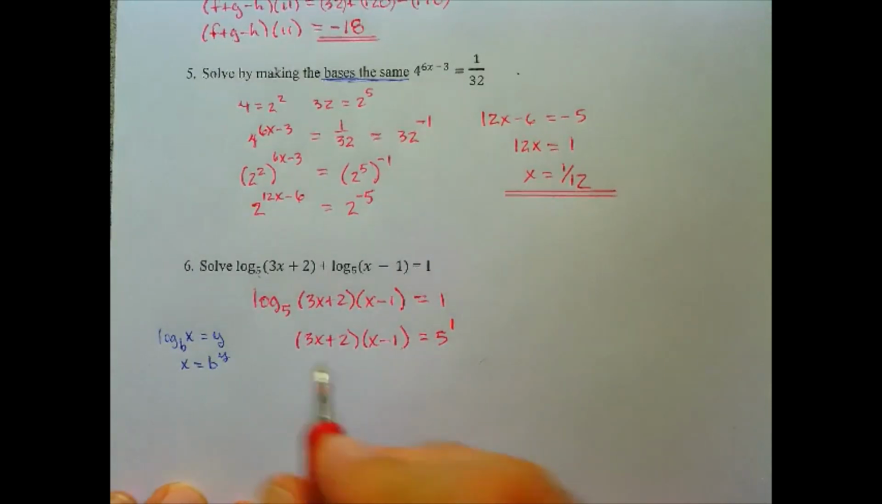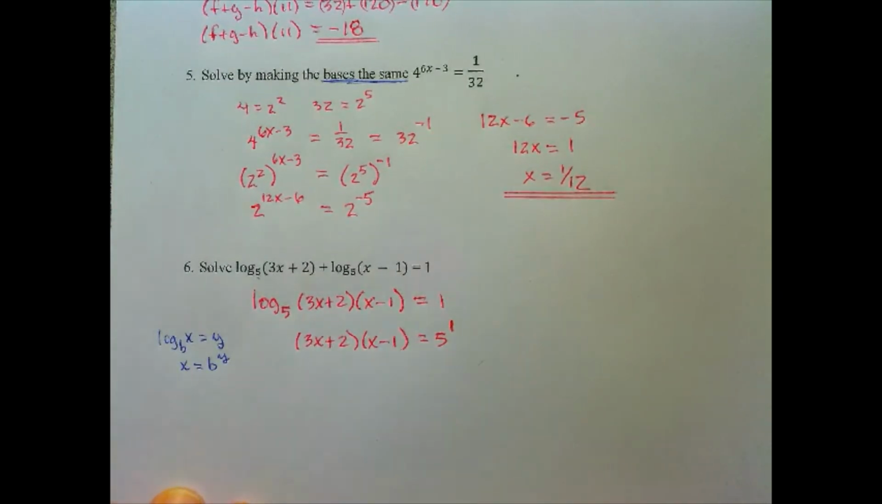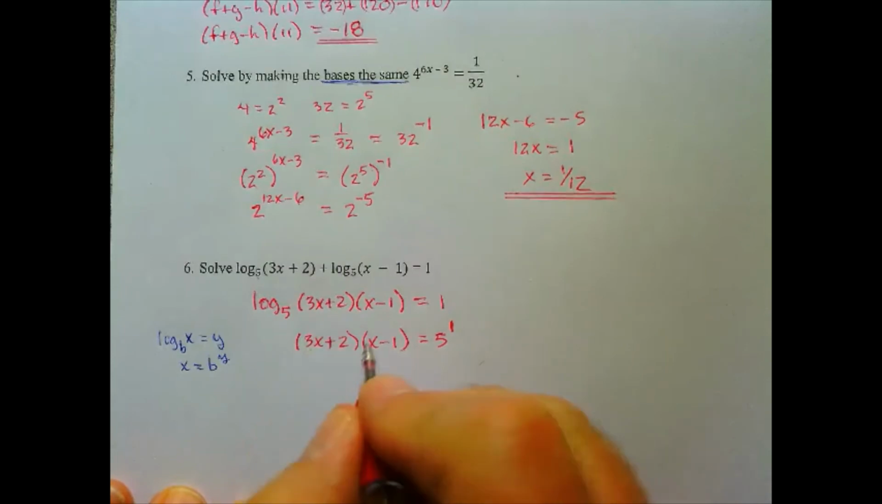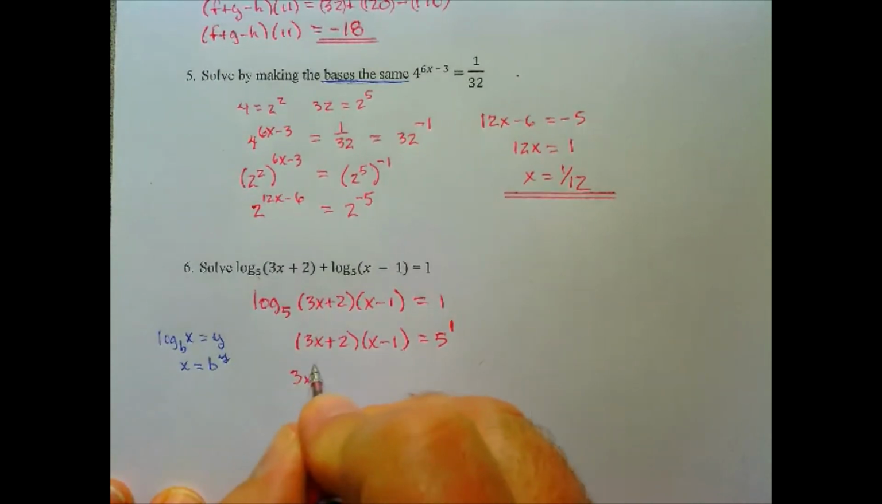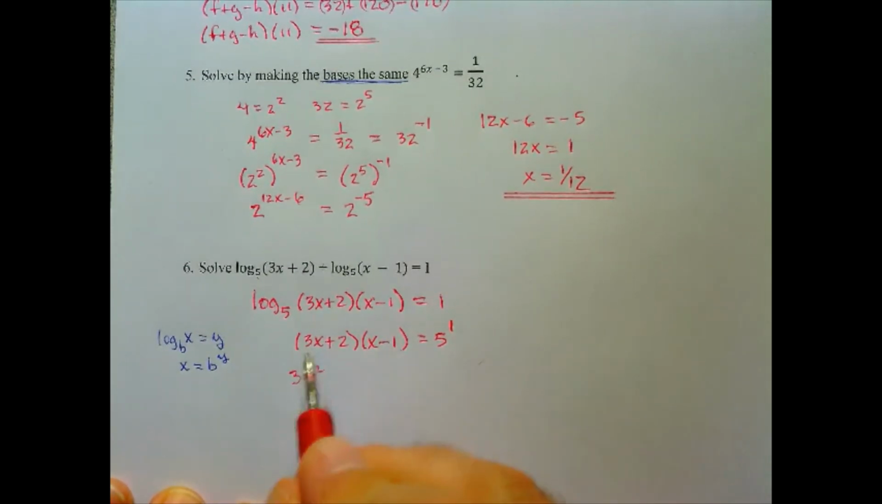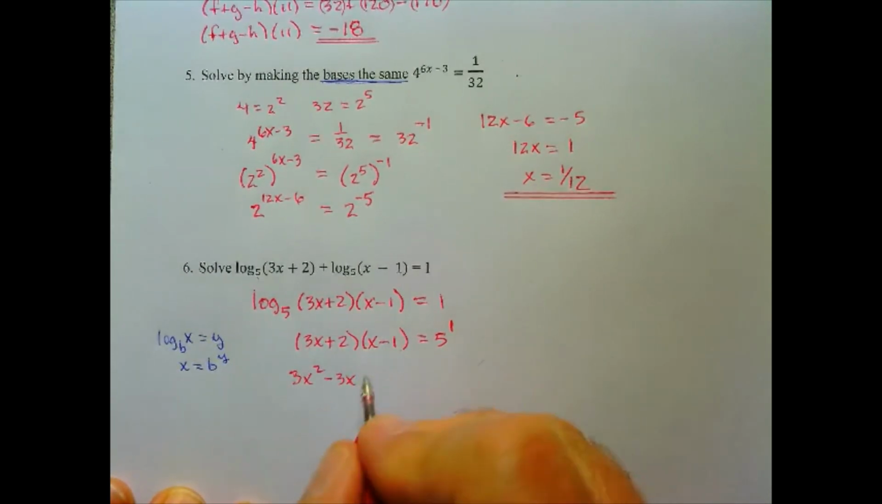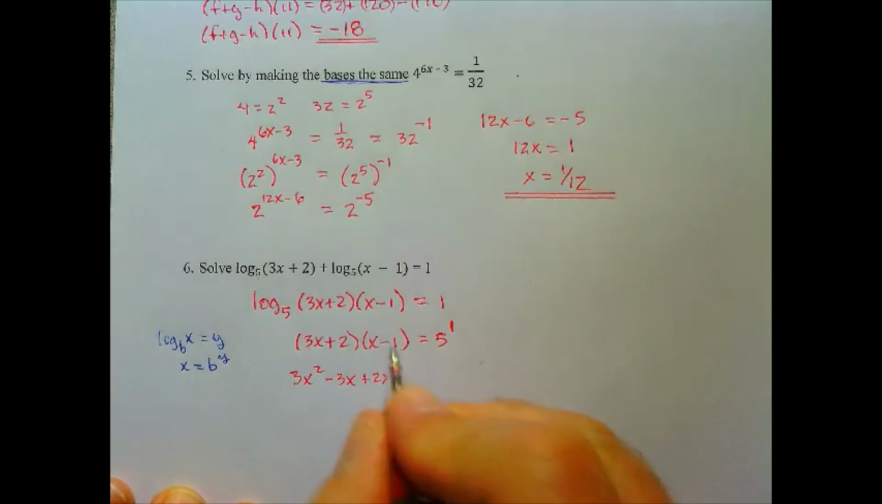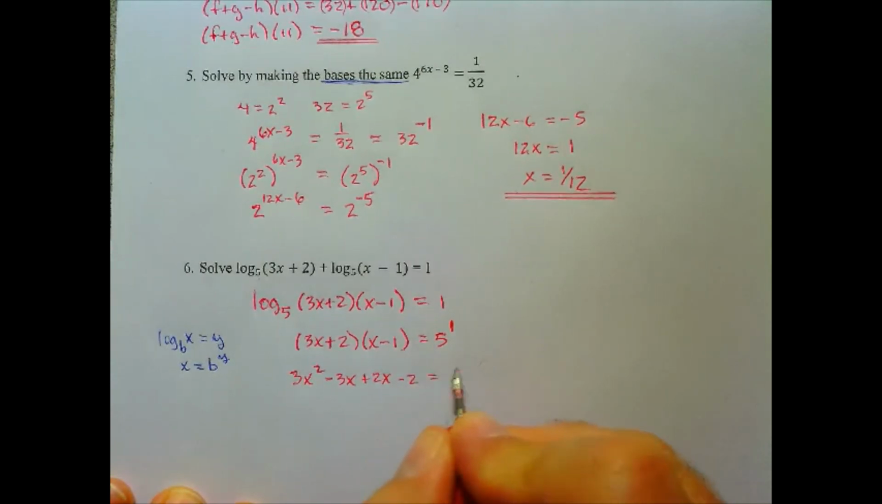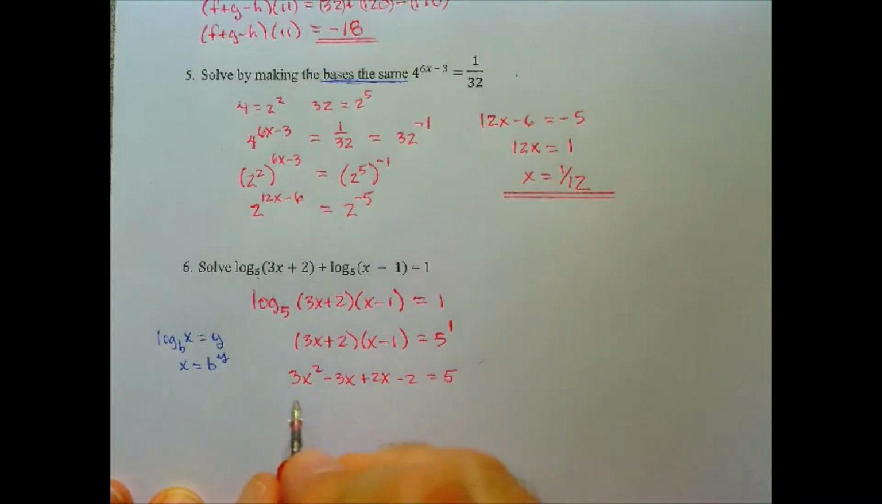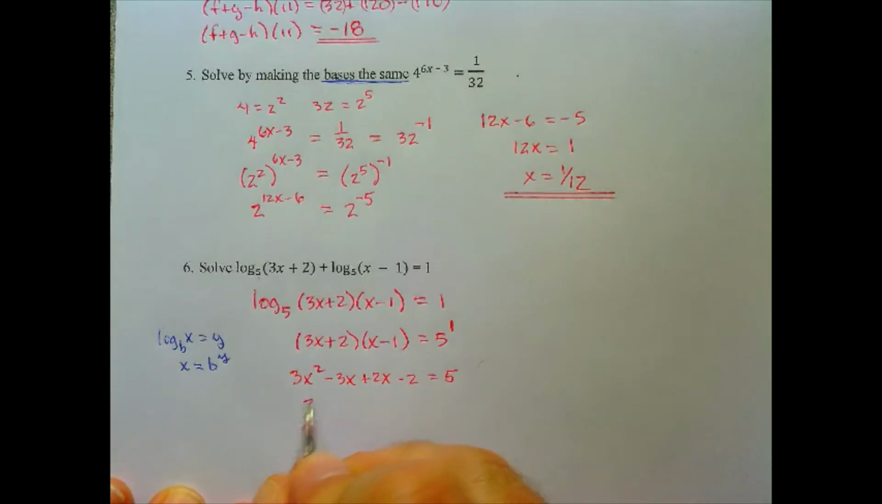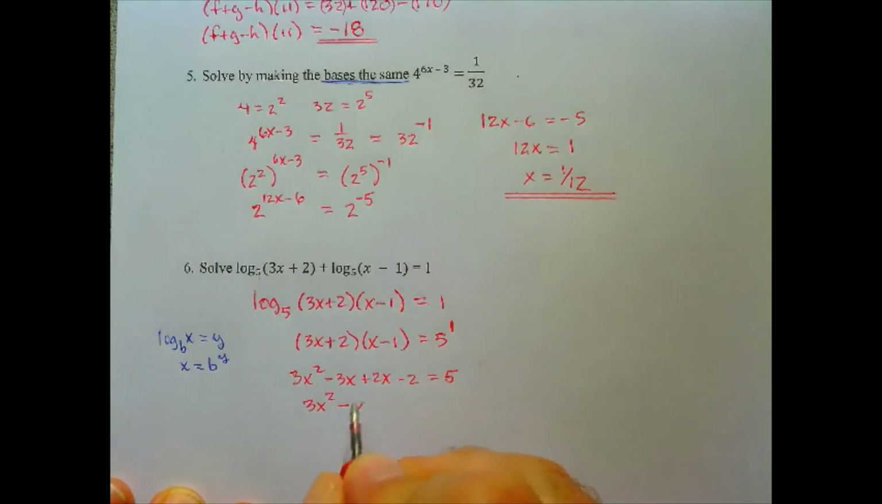Continuing on, now we're going to solve this. So, foiling: 3x times x, 3x squared. Outside, 3x times the -1, -3x. Inside, 2x. And then subtract 2, and that's going to equal 5. Putting it all together, we will have 3x squared, subtract x, subtract 7 equals 0.